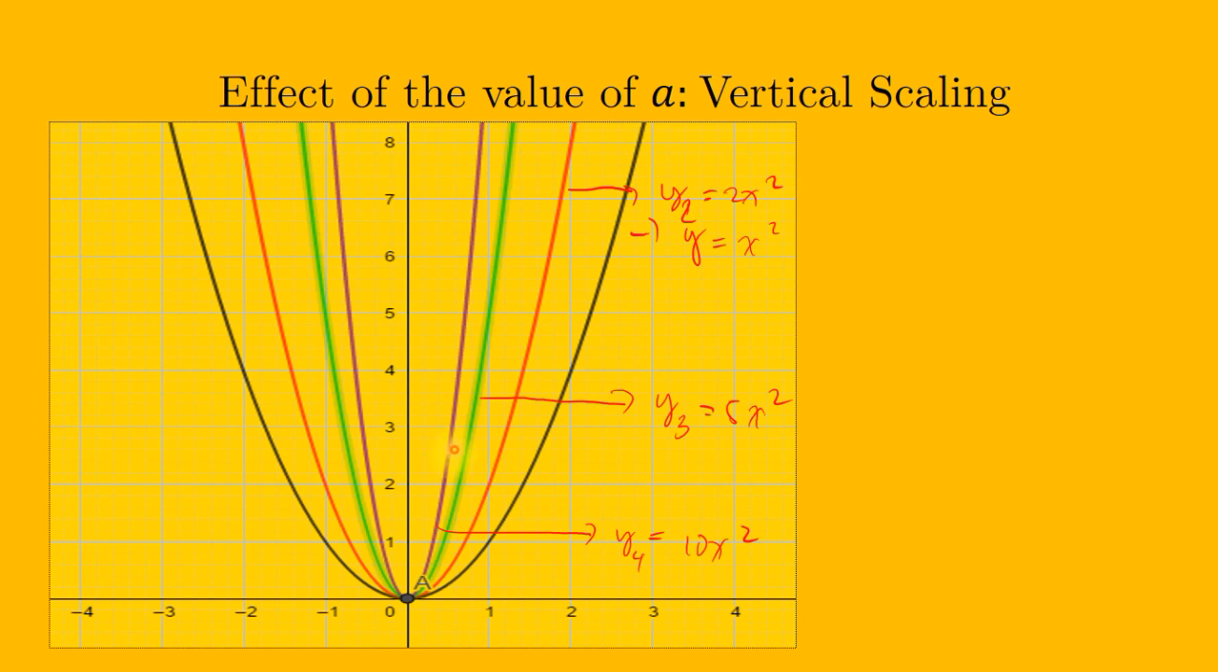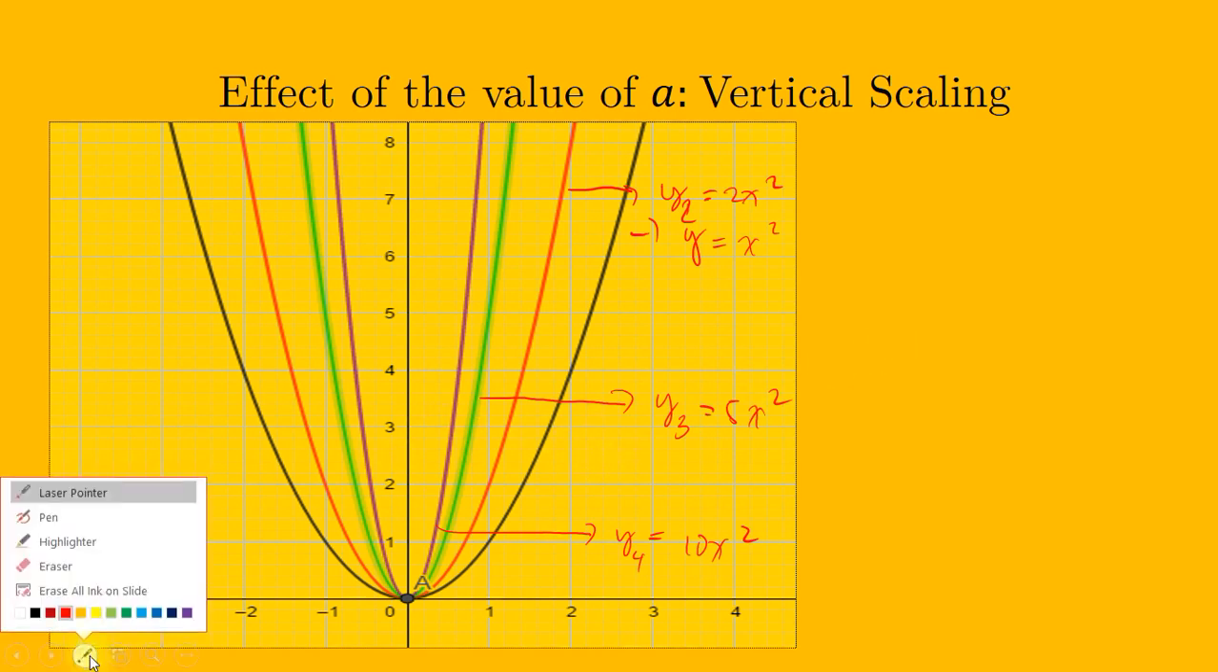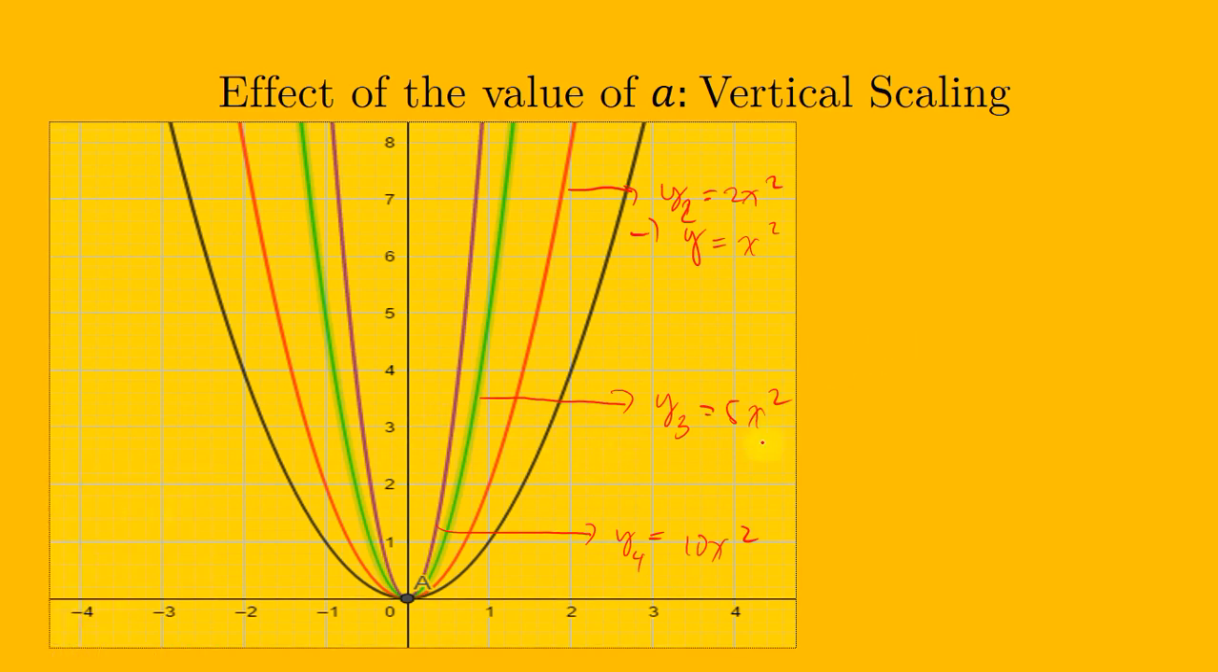So when the value of a gets larger, actually not just the value of a, but the absolute value of a, the positive value of a, when the absolute value of a gets larger and larger, the graph gets narrower and narrower. So it's being stretched out. Stretch. This is the idea of vertical scaling, but we're going to get into that further later on.